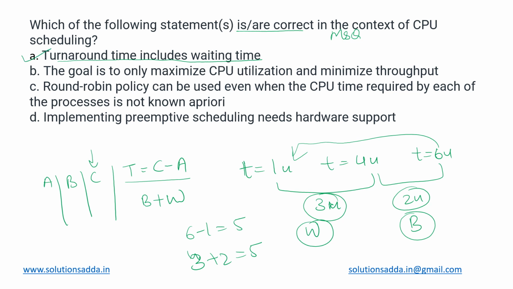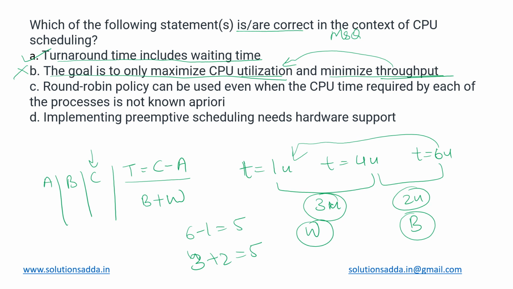Next one is saying goal is to maximize CPU utilization and minimize the throughput. The goal is actually to maximize both CPU utilization as well as throughput, because throughput is how we are actually utilizing the CPU. This throughput is along similar lines as utilization. So both are to be maximized, and instead we have to minimize the turnaround time and the waiting time of processes, because if we decrease the waiting time, then turnaround time will also decrease. So this one is incorrect.